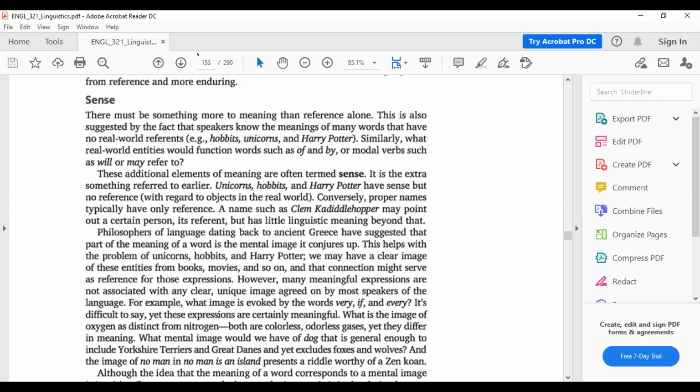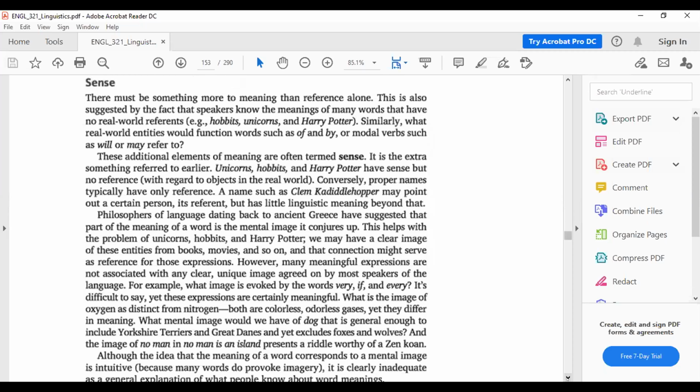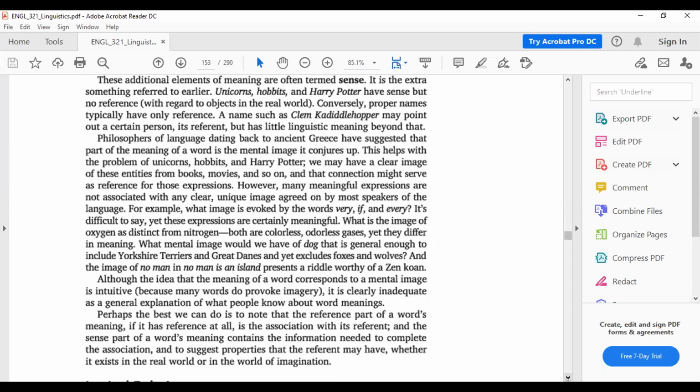In this case, when we say sense, we focus on what the word means. What the word means is the sense.